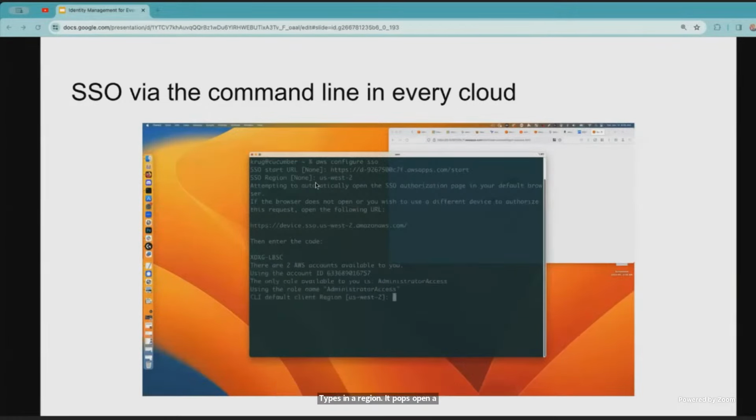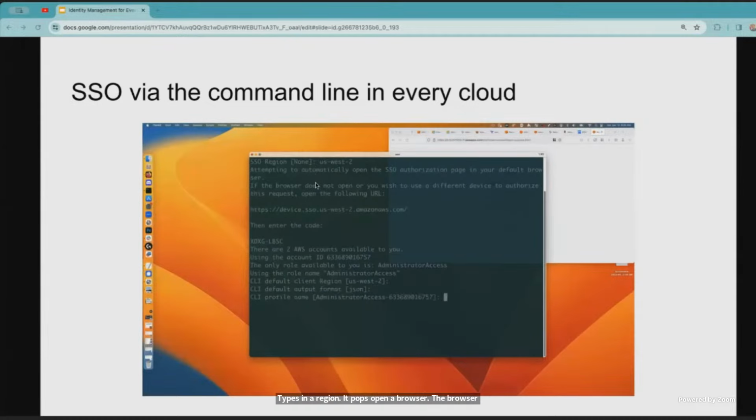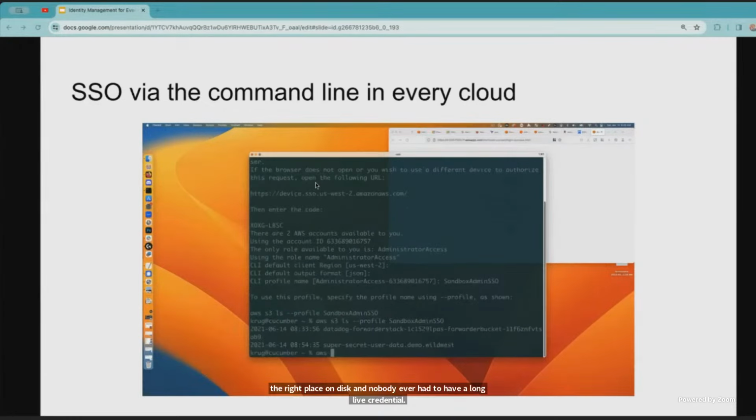The browser just has one prompt that says, do you want to allow this or not? And then it makes that callback. It shows the role picker, like in an ncurses interface. You pick the role, and then it serializes the token to the right place on disk, and nobody ever had to have a long-lived credential. And I'm just showing the AWS one because that's what I had prepared, but the gcloud CLI supports this, the Azure CLI supports this now, as well as AWS.